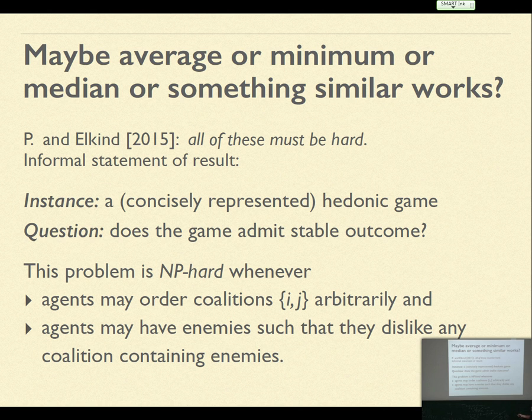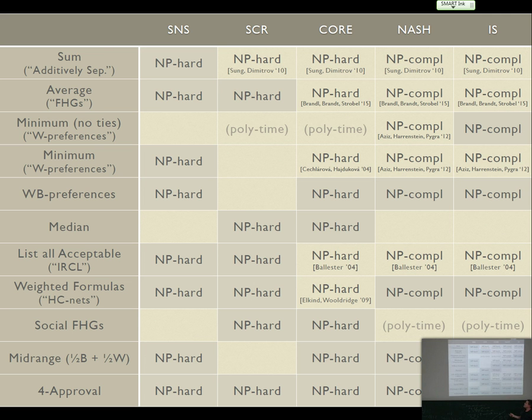Good. And so once agents are allowed to order just these small coalitions however they like, and once they are allowed to have enemies, to say, no, with this person I'm not going to form a coalition, if you allow this, then you will have NP-hard problems. And in particular, all this averaging, minimum, this satisfies these conditions, and then if you make a large table applying this theorem, you have lots of possible preference representations, lots of possible stability notions, and lots of hardness in the middle. So basically, this doesn't really work.